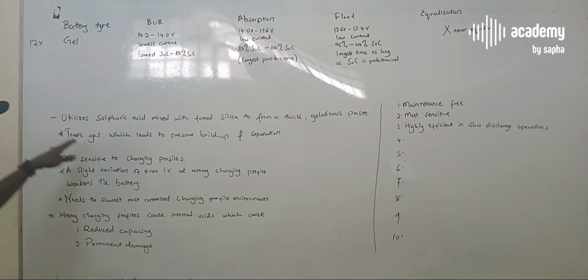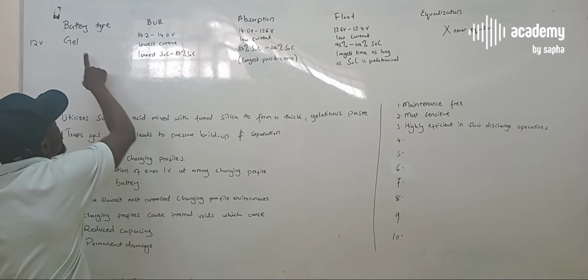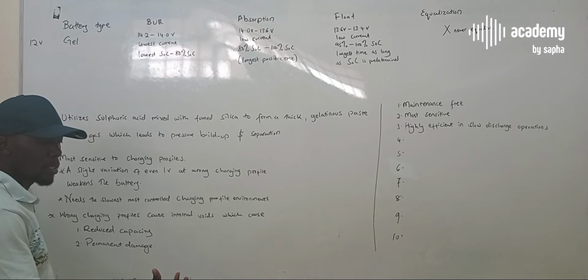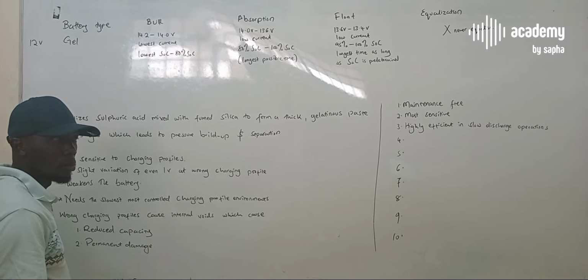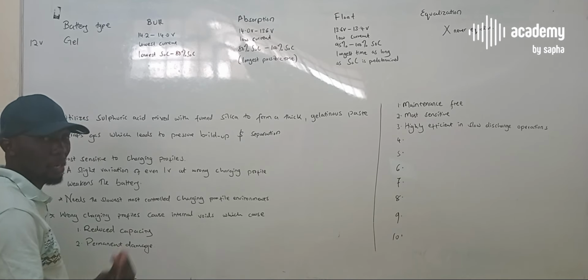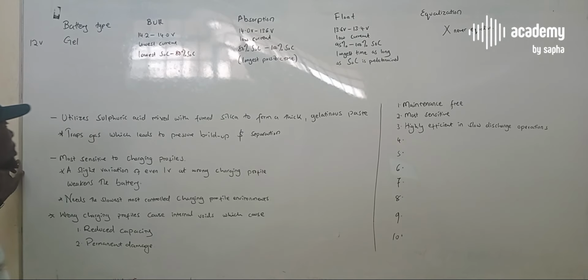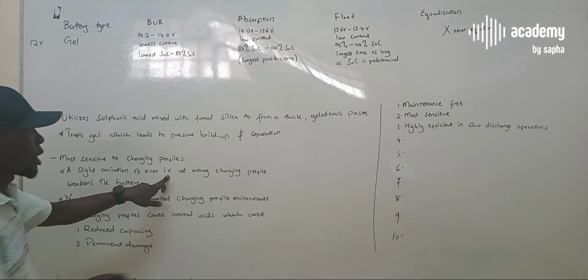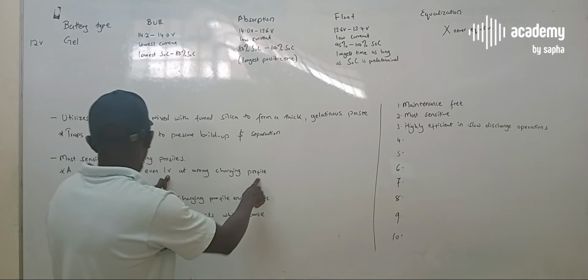Now, the gel battery utilizes the sulfuric acid mixed with the fumed silica to form that thick gelatinous paste. If you crack one, you'll realize that it's not as liquid as the flooded lead acid. It's something like light mud or paste, that gelatinous paste. The disadvantage is that when you have a slight variation of even 1 volt at the wrong charging profile, you are weakening the battery.